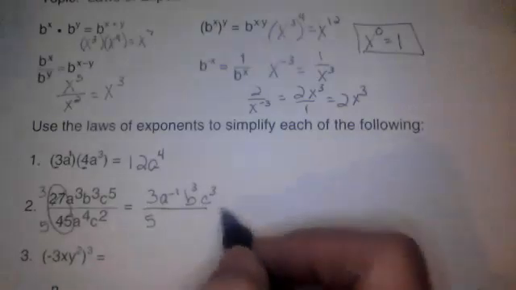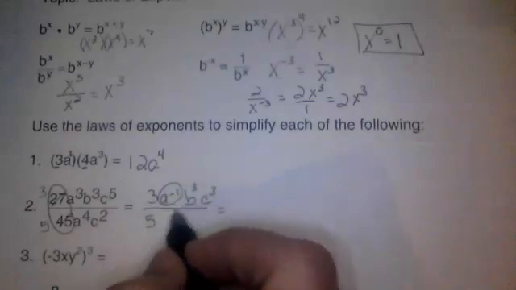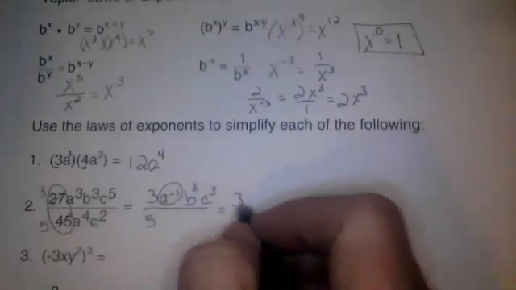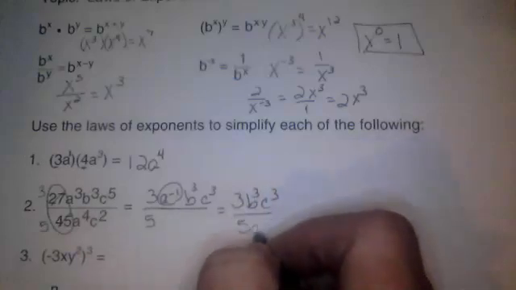And then as we said, we're not going to leave negative exponents, so this negative exponent we can move to the bottom and make it positive. So I get 3 b to the third c to the third over 5 a to the first.